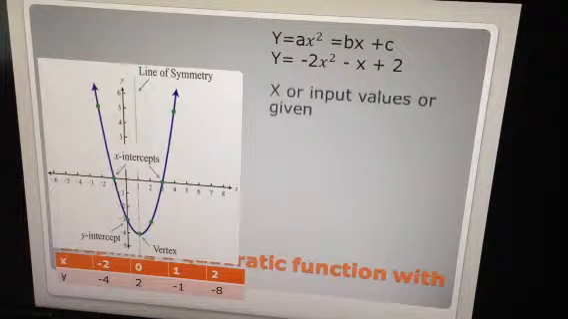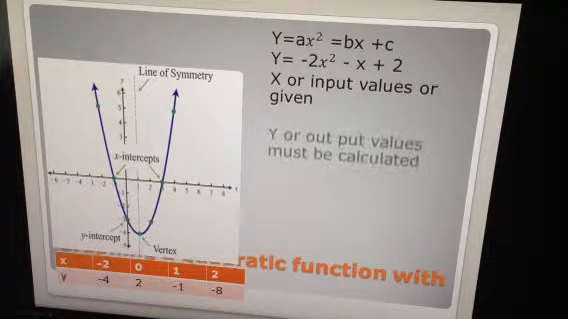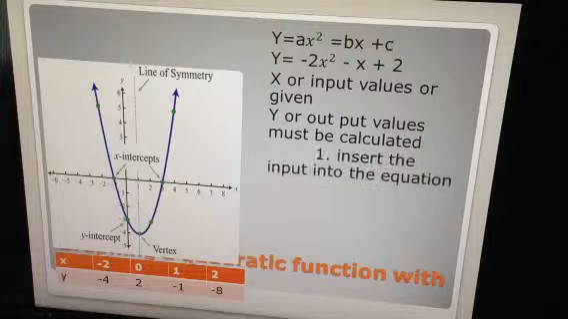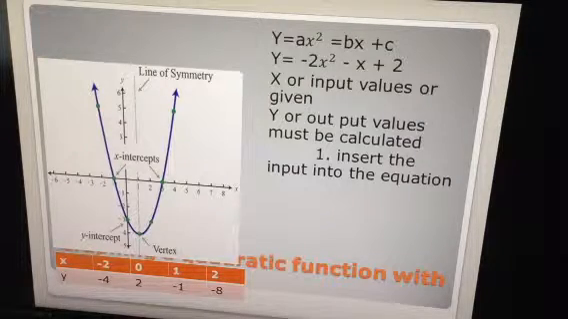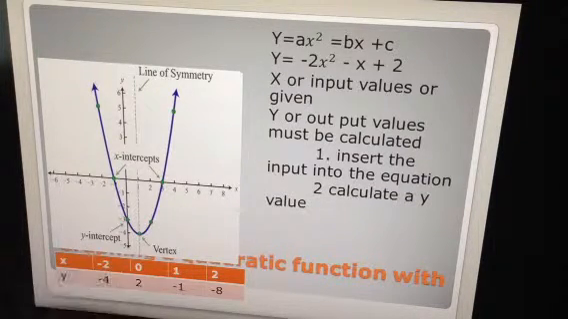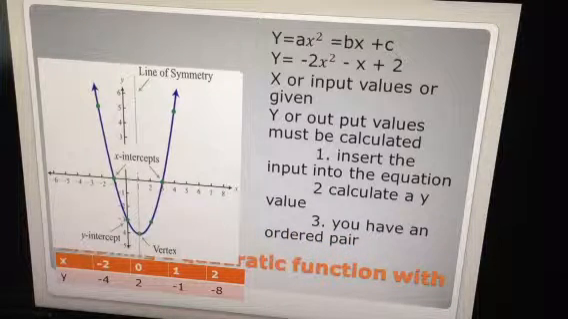Here's another example. Same procedures. You insert your x values into your equation, calculate your y values. Then you have an ordered pair that you simply graph.